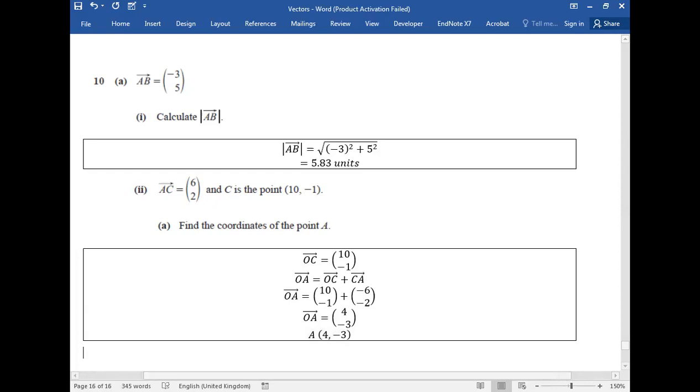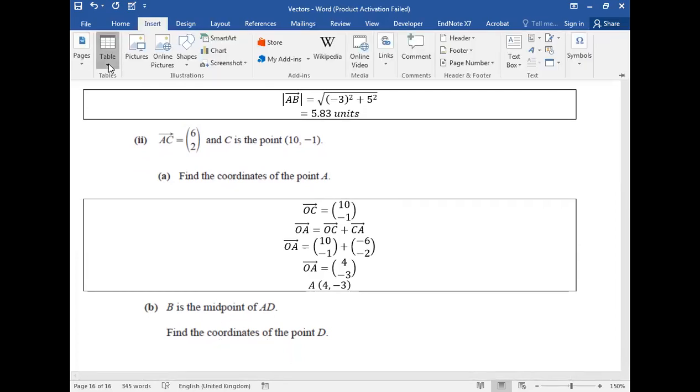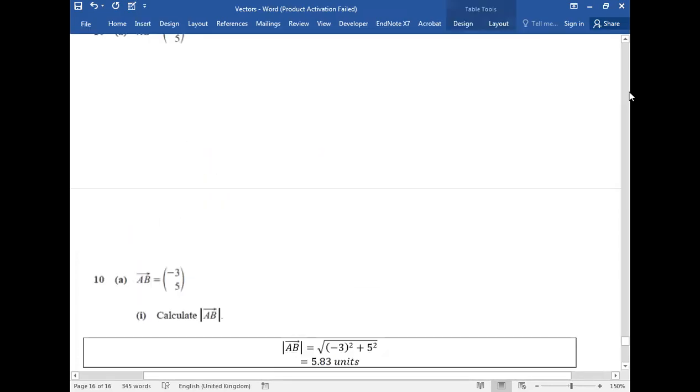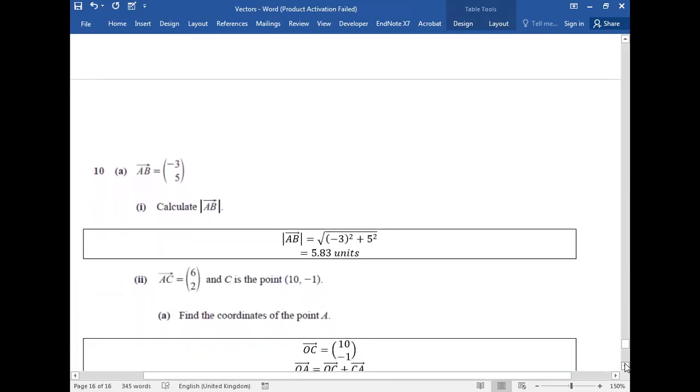Okay, then in the next part they have asked us this. B is the midpoint of AD. Find the coordinates of the point D. The question, remember, do not forget that the question already told us AB. AB was -3 and 5. AB was already given, which is -3 and 5.